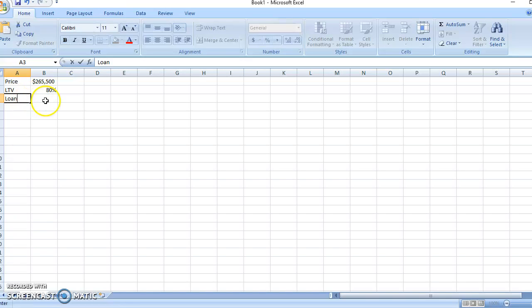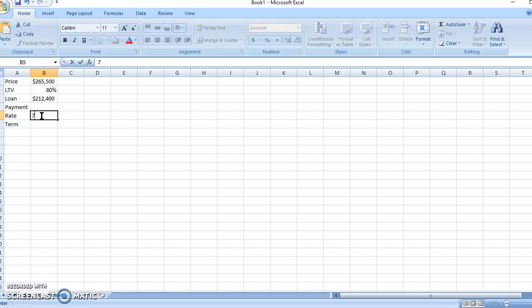We are going to multiply basically the price times the LTV, B1 times B2. Alright. And then we want to figure out the payment, rate and term.